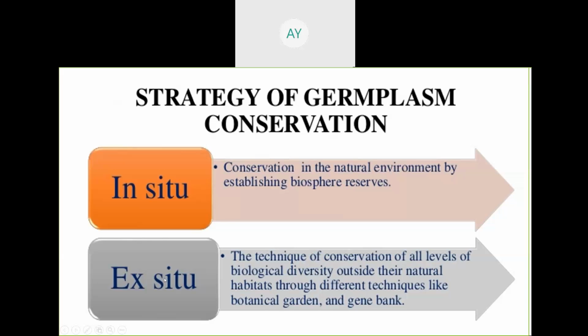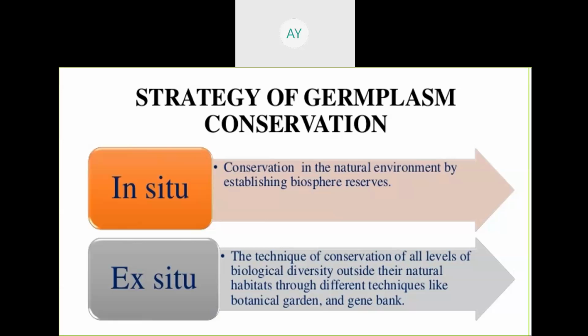And what do you mean by ex situ? Ex situ means protected environmental condition. Protected means artificial environmental condition. Ex situ is the technique of conservation of all the levels of biological diversity outside their natural habitats. Natural habitats means outside the lab, in the forest, in the field, where there are no human activities, where you are not supplying artificial temperature, artificial media, artificial relative humidity, as in case of in situ. But in ex situ, you restrict that the plant will grow at a particular temperature and at a particular relative humidity, that is known as ex situ.